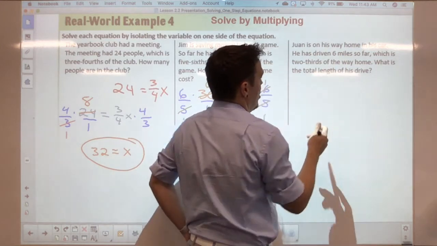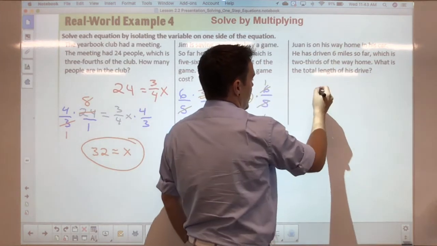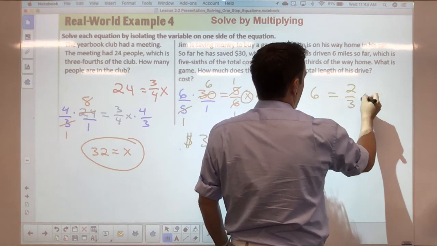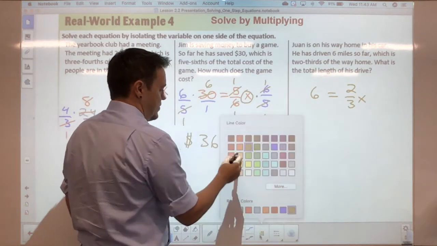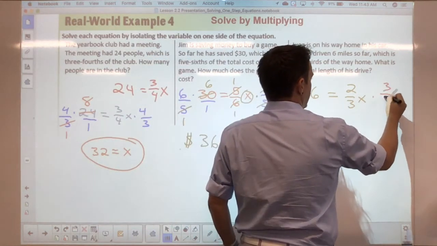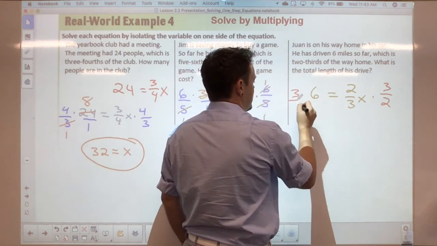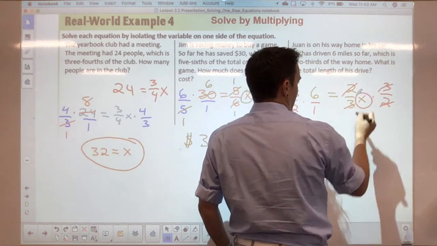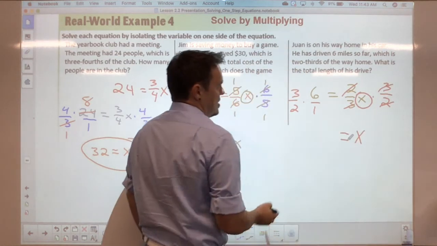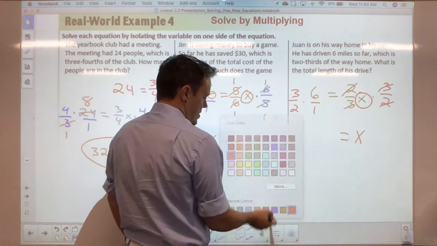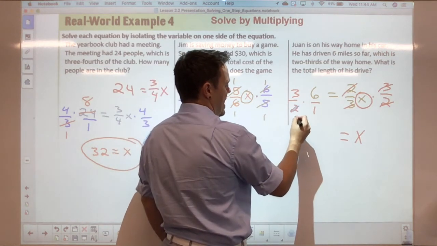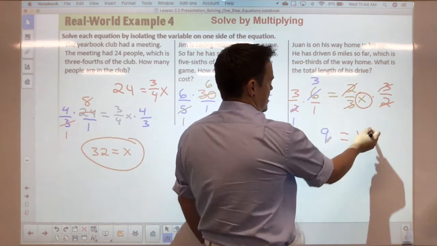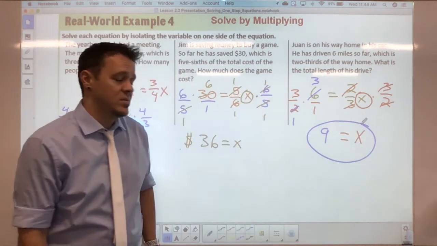Okay, so Juan is on his way home. He's driven 6 miles, so he has gone 6 miles so far. He is 2/3 of the way home. What is the total drive? All right, so same thing. Set it up. 3 over 2 on both sides. 3 over 2 on this side here, and then I'd put the little 1. These would all cancel out, so you only have x left, so we know x equals. Do the cross multiplication, okay? Make it simple on yourself to do some of the math later on. 2 goes into 6 3 times. 3 times 3 is 9. So he's got 9 miles to go.